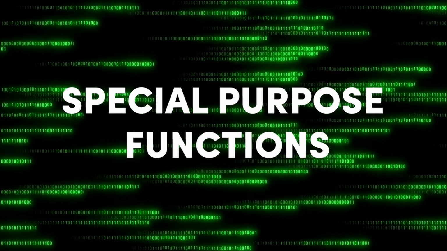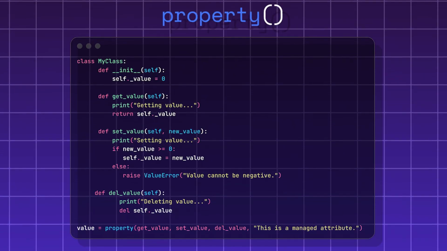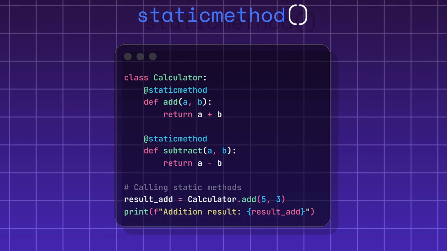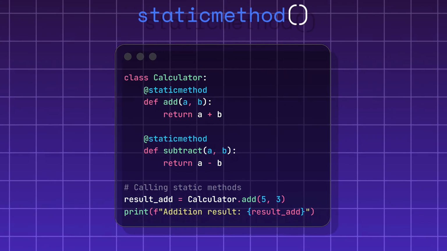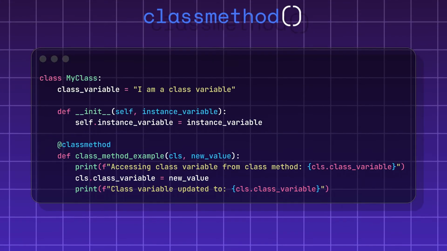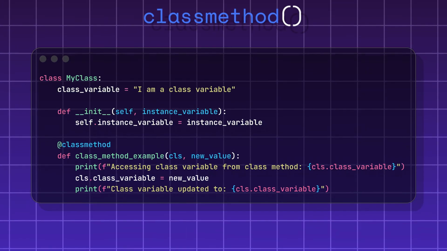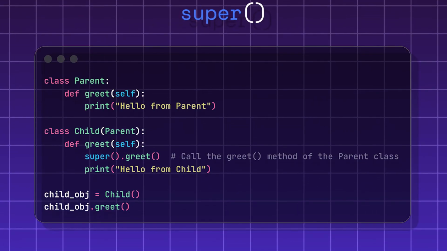Special purpose functions. Property allows for the creation of managed attributes within classes. Staticmethod creates a static method, which are methods that belong to a class but don't operate on any instance of a class and can't access its data. Classmethod creates class methods, which are methods bound to classes and not the instance of a class. Super calls methods from a parent class.